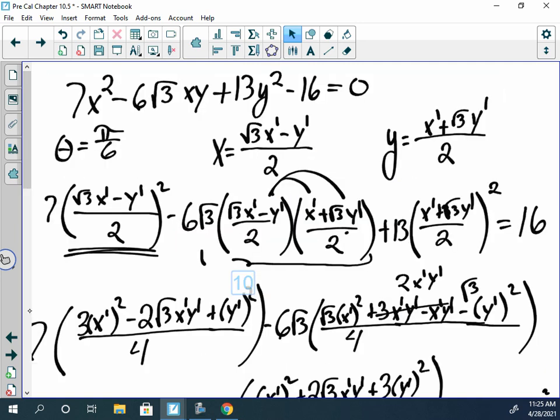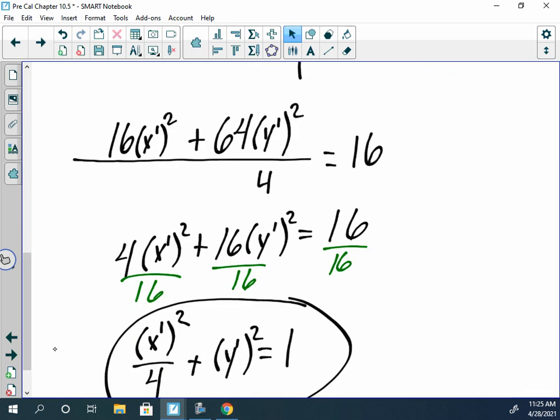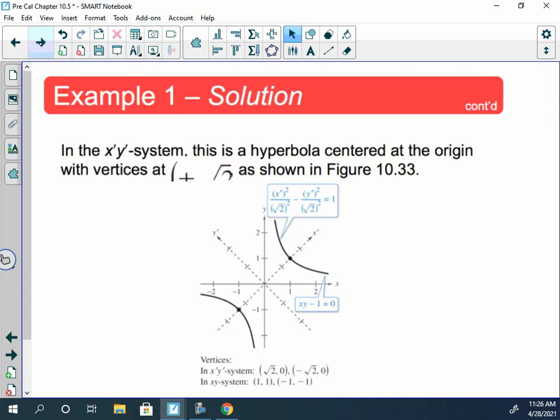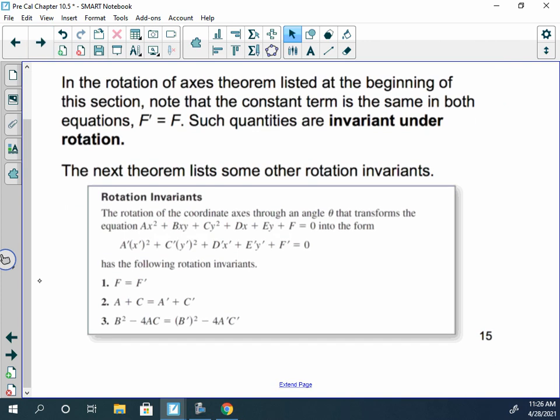One more. 7 plus 13 was 20. Because when we get down here, it wouldn't be in this form, we're still here. 4 plus 16 is still 20. So we still get those same values. And here, b squared minus 4ac is still going to be b squared minus 4ac with our primes.